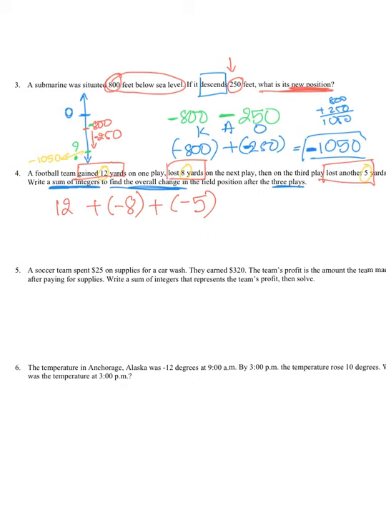So 12 plus negative 8. Same sign add and keep, different sign subtract. 12 subtract 8 is 4. Plus negative 5. So 4 add negative 5, they are different signs, so we're going to subtract. 5 minus 4 is 1. Keep the sign of the higher number. So negative 1 is the answer for the overall change in field position after 3 plays.